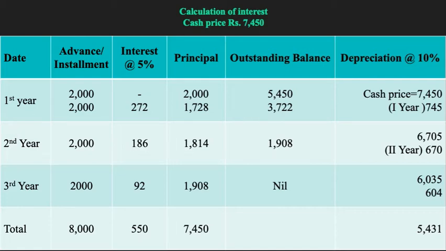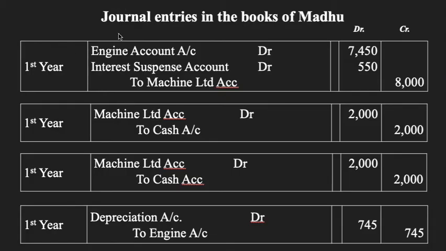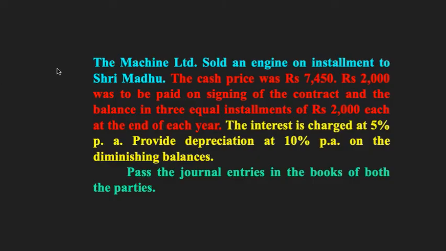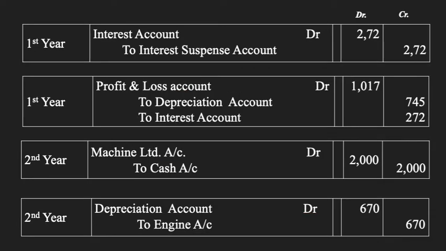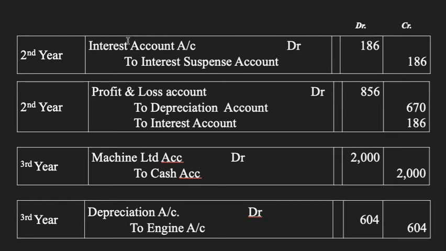Along with that, we had passed the journal entries in the books of Madhu. Madhu was the purchaser, and Machines Limited was the seller. So we had recorded the journal entries in the books of Madhu, the purchaser, and today I am going to take up the same problem and record the transactions in the books of the seller, that is Machines Limited.